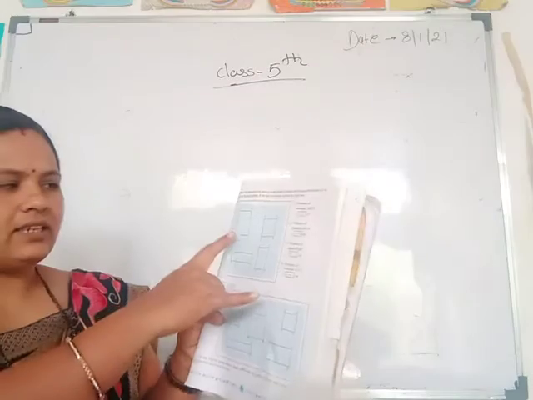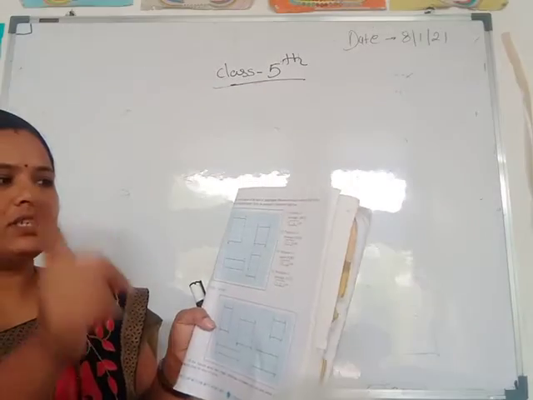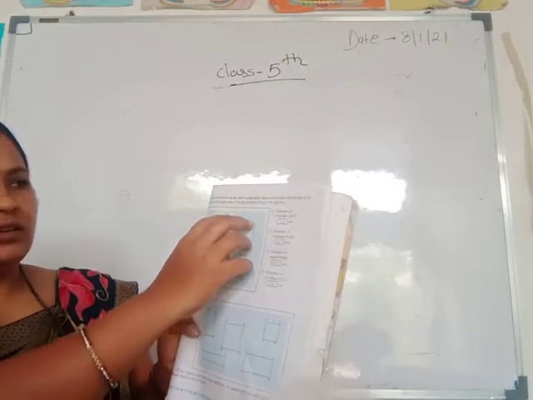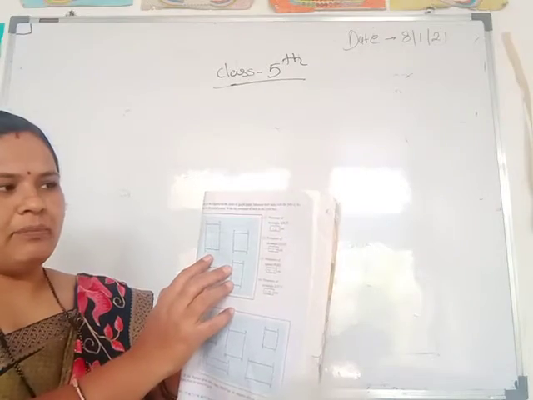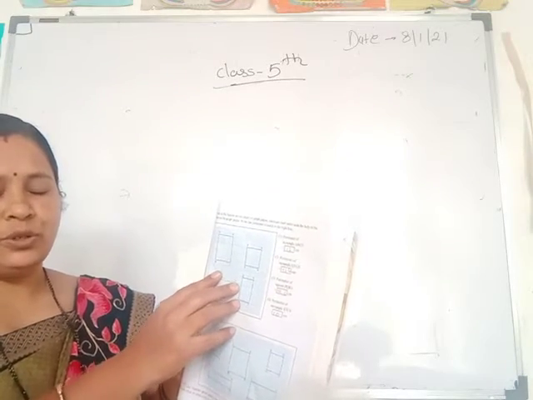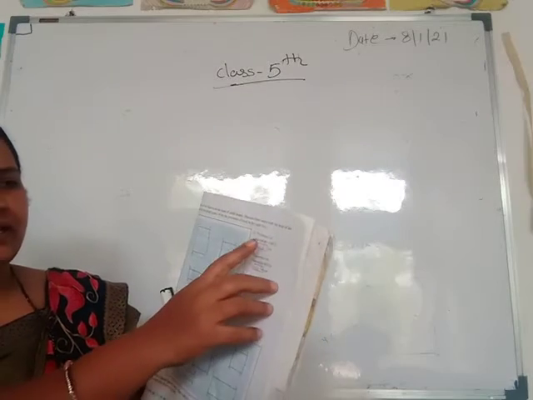Here in this graph paper, rectangle ABCD is given, but the length is not given. By using this scale, you measure this length and this breadth, and by using the formula, perimeter of this rectangle is 2 into (L plus B), then you put in the values and write the answer here.